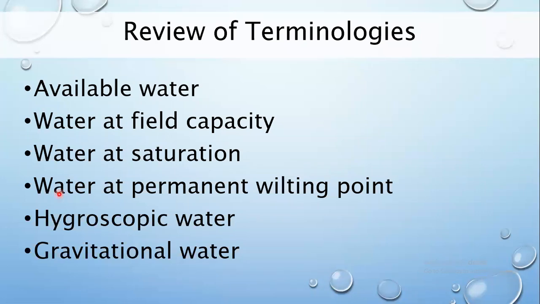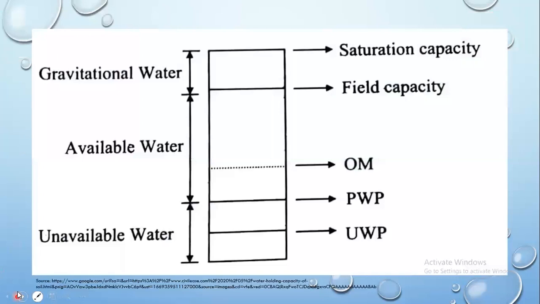Okay, so let's review some terminologies that we have discussed in Lesson one, topic three, factors affecting crop production. So we have tackled there available water, water at field capacity, water at saturation, water at permanent wilting point, hygroscopic water, and gravitational water. I hope you still remember these terminologies because this is very essential.